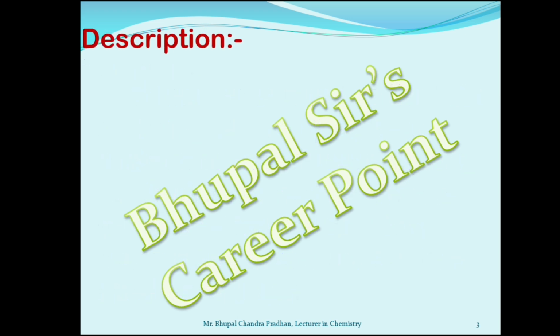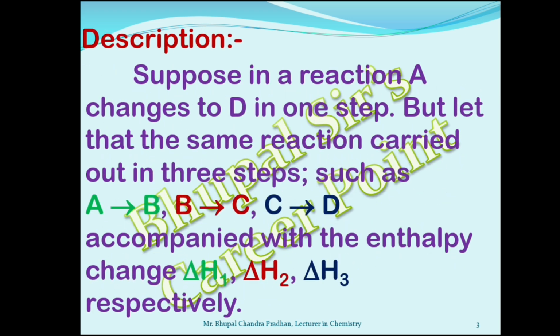Now let us see the description. Suppose in a reaction A changes to D in one step, but let us say the same reaction is carried out in three different steps, such as A to B, B to C, C to D, accompanied with the enthalpy changes delta H1, delta H2, delta H3 respectively.